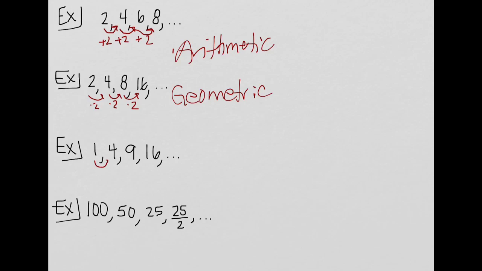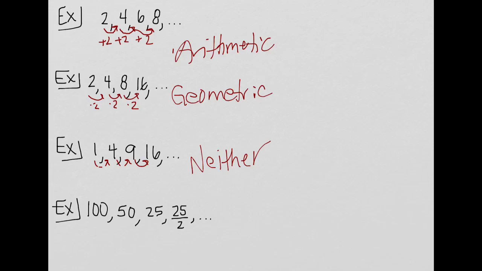Now here, from 1 to 4, you can either add 3 or multiply by 4. Well, if you add 3, let's check it out, then 4 plus 3 is not going to be 9. That's not going to be it. So the other option was times 4. Let's try that. If you multiply by 4 here, check it over here, that's not going to work either. So this is neither arithmetic nor geometric.